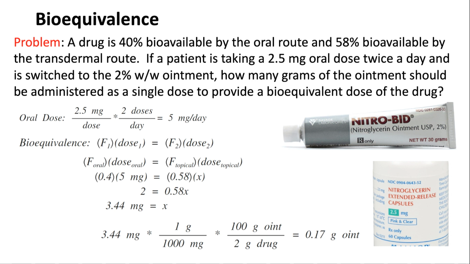So if I do that math left to right, my final value would be 0.17 grams of this 2% weight per weight nitroglycerin ointment. That weight of ointment actually provides me 3.44 milligrams. That's the amount of nitroglycerin that is bioequivalent to actually taking 2.5 milligram capsules, or essentially 5 milligrams of capsules orally. So that's how these bioequivalence calculations can be very useful when you need to go from one dosage form to a different dosage form and need to get the same amount of active ingredient in the 2 different dosage forms.